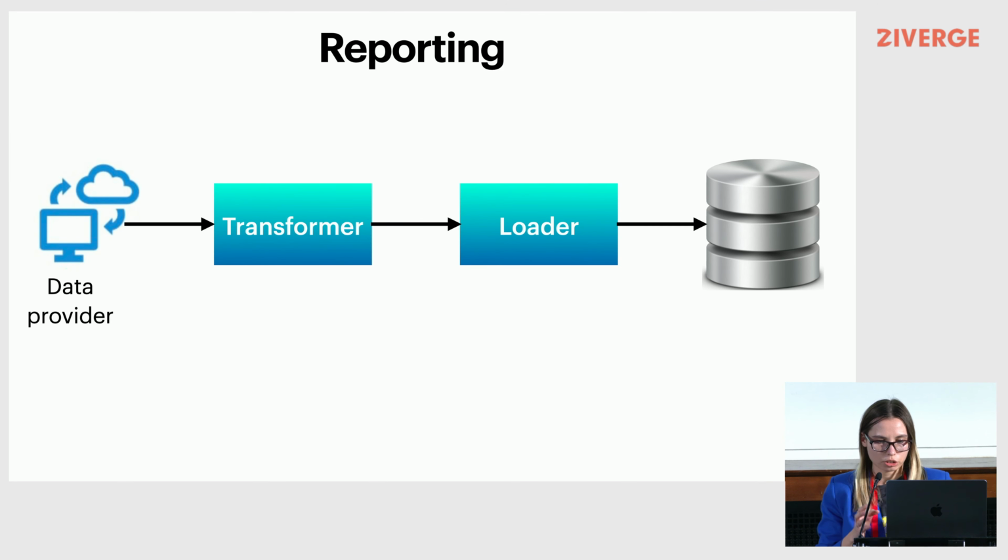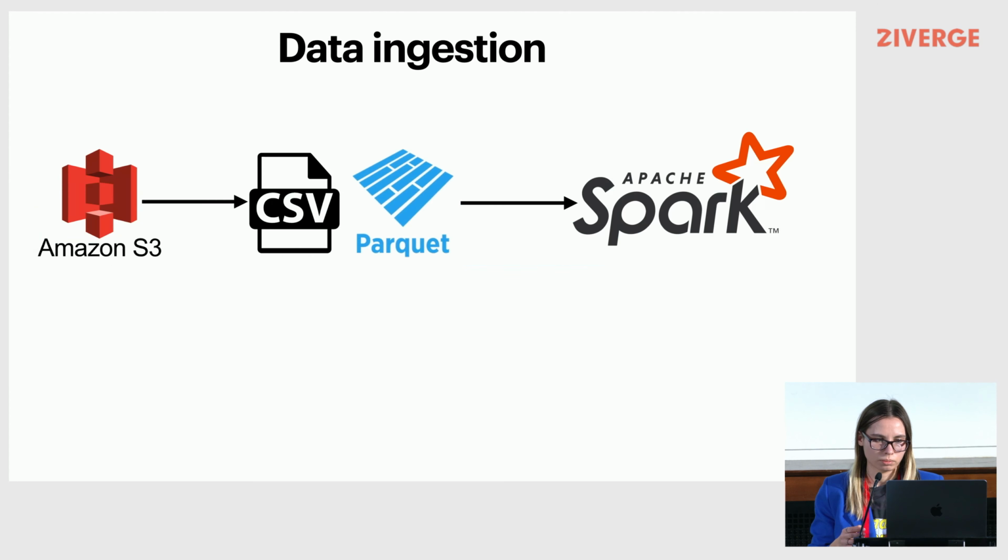So in terms of the structure, it can look like this. We have some abstract data provider. We have some module for transforming this data, separate module for loading it, and some data storage system. So it's a very abstract representation, and it obviously differs from one data provider to another.